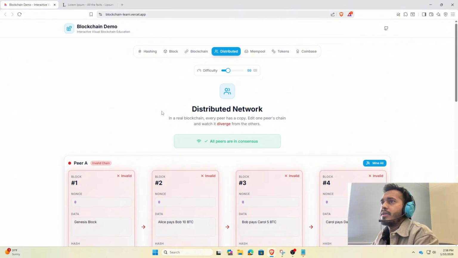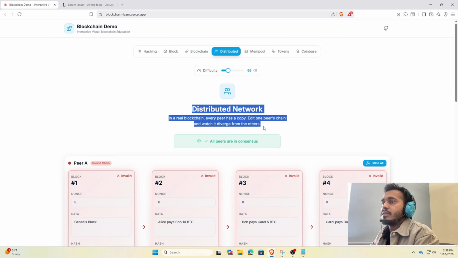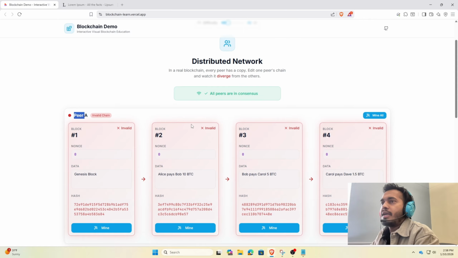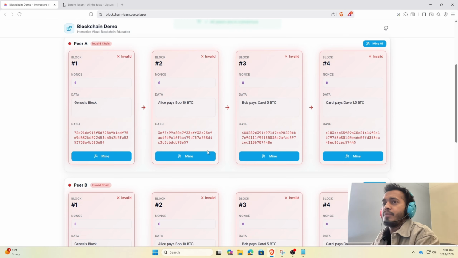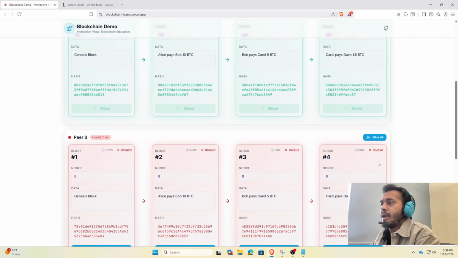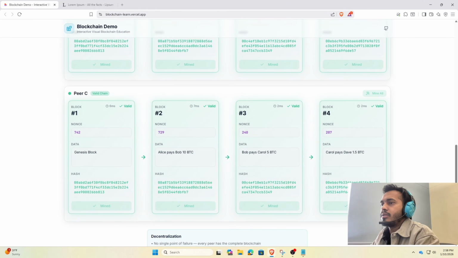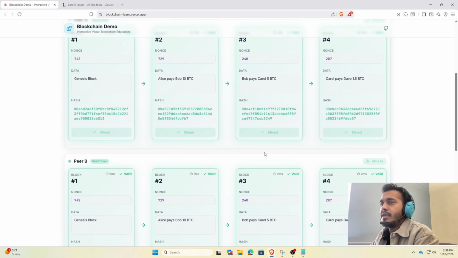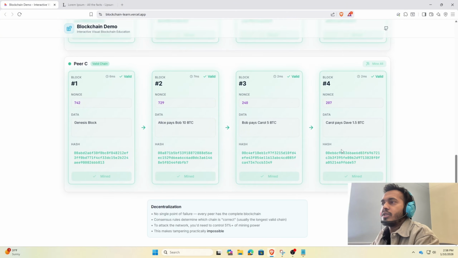In a bank, whenever any change is made, they only update their one server, right? But in a distributed system, that change has to be made to every node. So every peer, A, B, C, everyone has to be updated, and every ledger has to be the same. Okay, so let's understand this. Let me mine this one, these two, this also, and this three. Now you see that all peers are in consensus. That means everything is fair, everything is healthy, the whole network is healthy because nothing has changed.